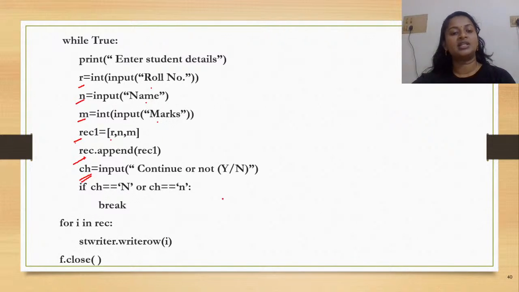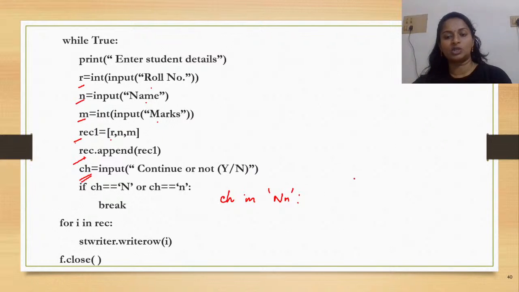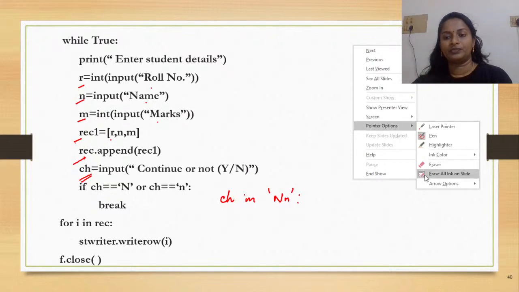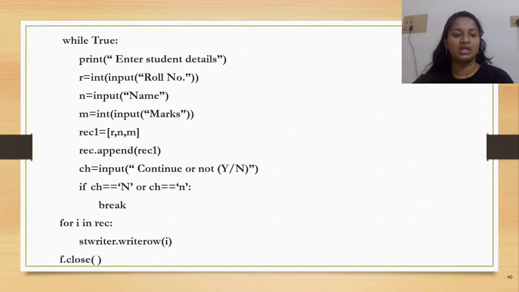You can either use it like this or use the in clause, like ch in n or N. Either way will do, based on whichever you're flexible writing. Now that I have used the or operator, if your choice is no, you break out and come out of the loop. Now, what would REC have? REC is a nested list which would have the entire contents of the records to be written onto your file.